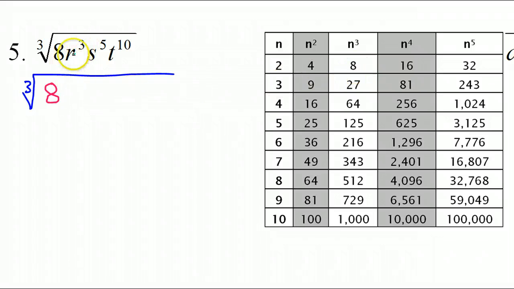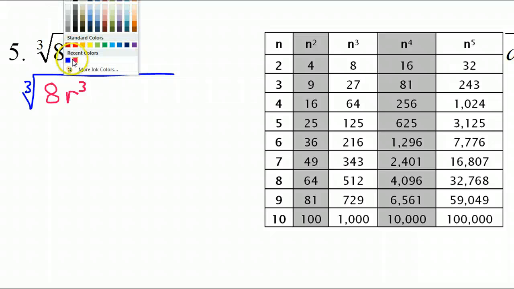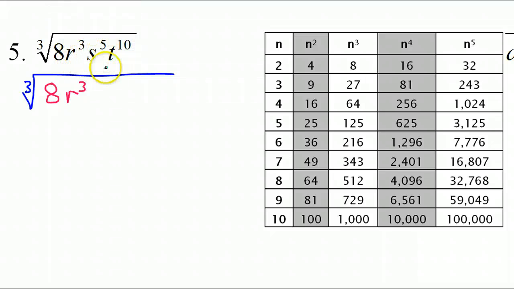R to the 3rd power. For these variables, I like them to be divisible by the root. R to the 3rd power is already divisible by 3, so I'm going to leave it alone. 5 is not divisible by 3. So I'm going to have to split up the s. So I will have s to the 3rd power. That's the first thing that is divisible by 3. And because it was 5, that's going to leave behind s squared. Together, these s's would be s to the 5th.